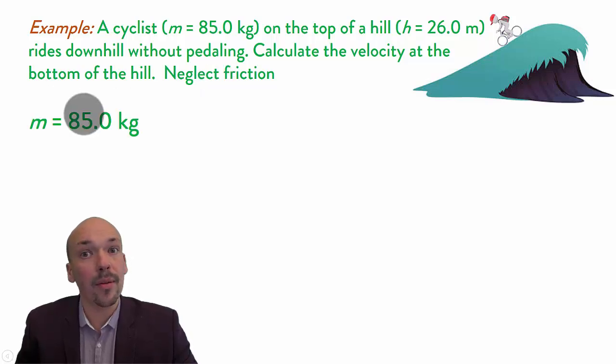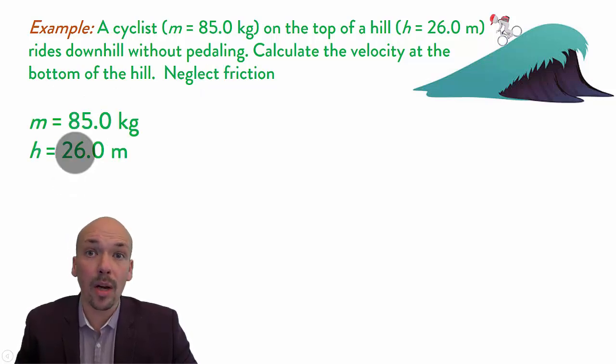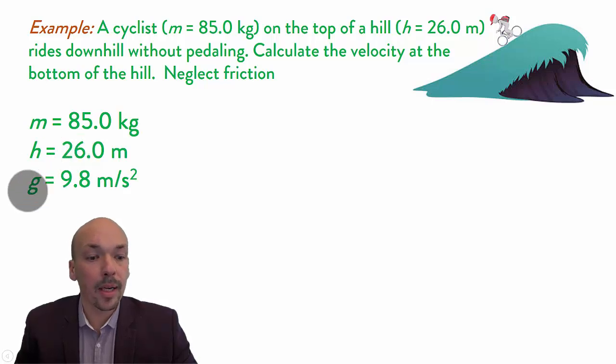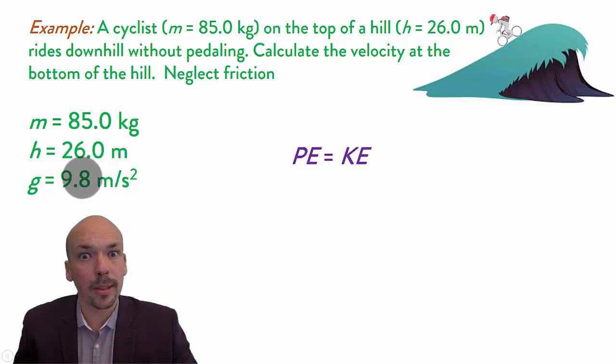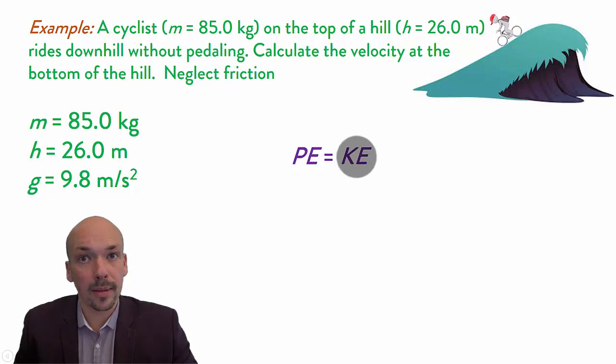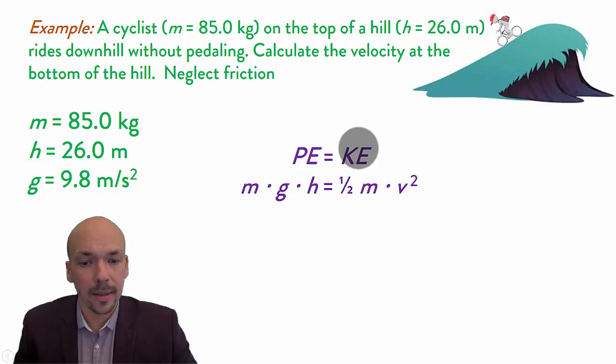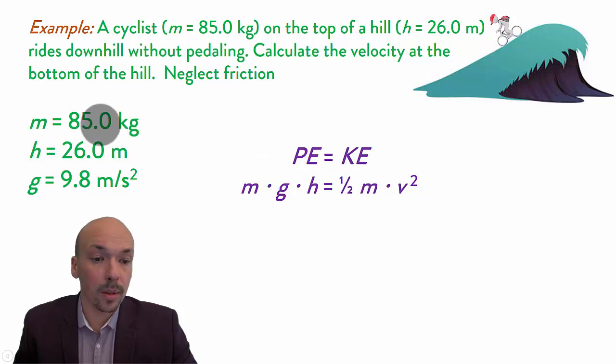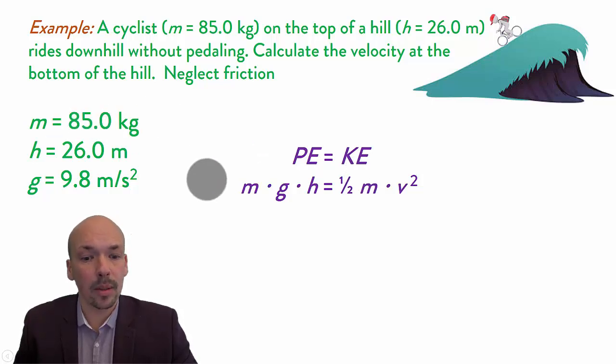So the information we have is his mass, 85 kilograms, the height, 26 meters, and g, which is 9.8 meters per second squared. It's not given in the question here, but it's a constant here on Earth, so you should know that. This is the equation we will use, because his potential energy will be completely used to get kinetic energy. All the potential energy at the beginning will be the same as the kinetic energy he will have at the end. This is the equation. We can use the mass because we have it, but you can also neglect it because, as I just showed, the mass is equal in both.